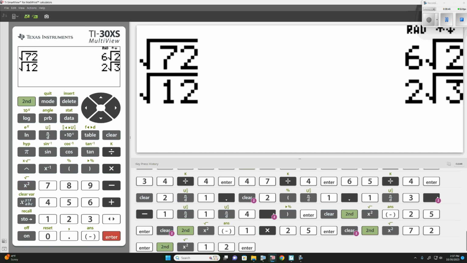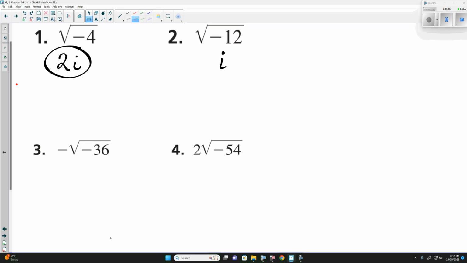I'm going to grab the other calculator, our 30XS, and take the square root of 12, which is 2 square root of 3. So it tells us that this is 2i square root of 3. So if it's not a perfect square, we have to take the negative out as i, because the 30XS will not take the square root of a negative number, and let it do the rest for us.